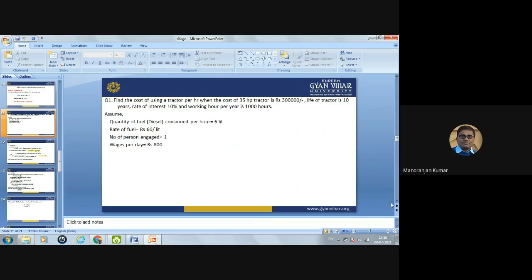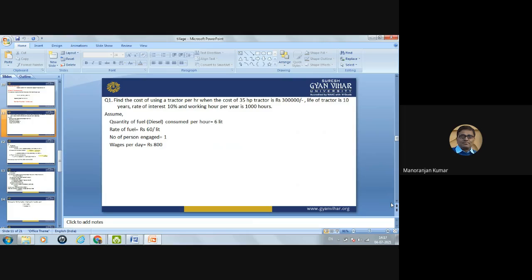Okay. So here you have to calculate the cost of the tractor per hour. In 1 hour, what will be the cost of the tractor? The data given are: C means initial investment or capital investment, it is given 3 lakhs. Life of tractor, that is L, is given 10 years. Rate of interest, that is I, is given 10%. And working hours per year, that is H, is 1000 hours.